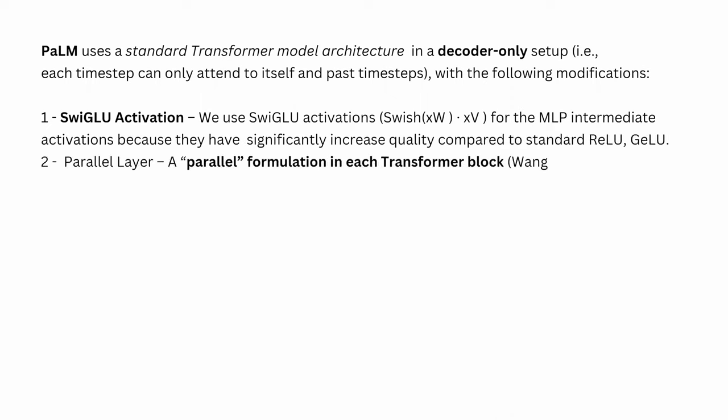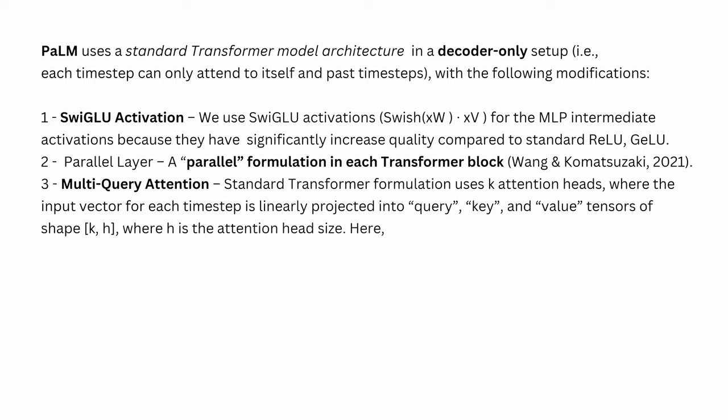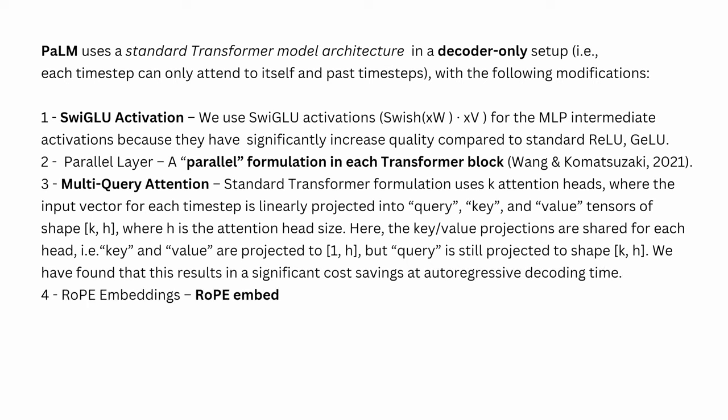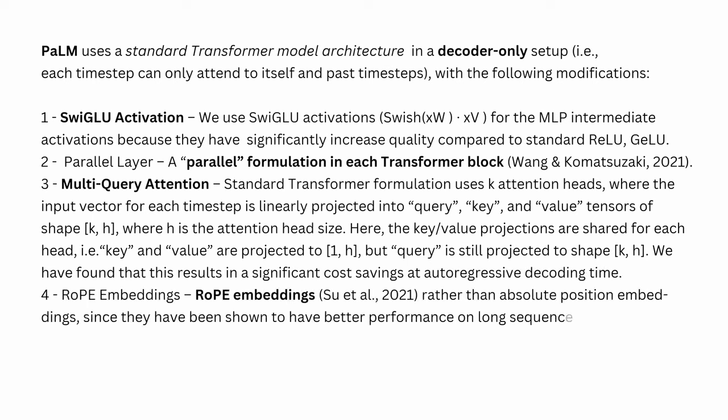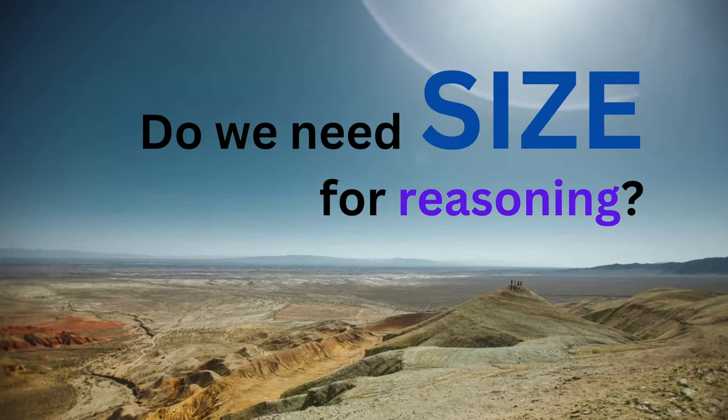And they also use a standard transformer model architecture and a decoder-only setup with special activation, with parallel transformer blocks, with multi-query attention, with specific embeddings and SentencePiece vocabulary. But all of this leads us to one question. Do we need this huge size of model for reasoning, for simple answers that we have?